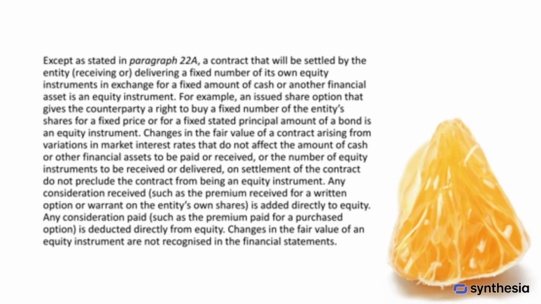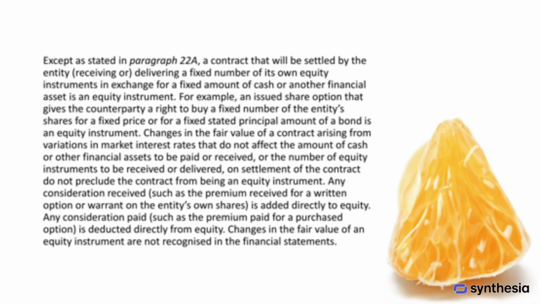A contract that will be settled by the entity delivering or receiving a fixed number of its own equity instruments in exchange for a fixed amount of cash or another financial asset is considered an equity instrument. For instance, a share option that allows a counterparty to buy a fixed number of the entity's shares for a fixed price or a fixed principal amount of a bond is treated as equity. Changes in the fair value of the contract due to fluctuations in market interest rates, which do not affect the cash, other financial assets, or the number of equity instruments to be exchanged, do not prevent the contract from being classified as an equity instrument.